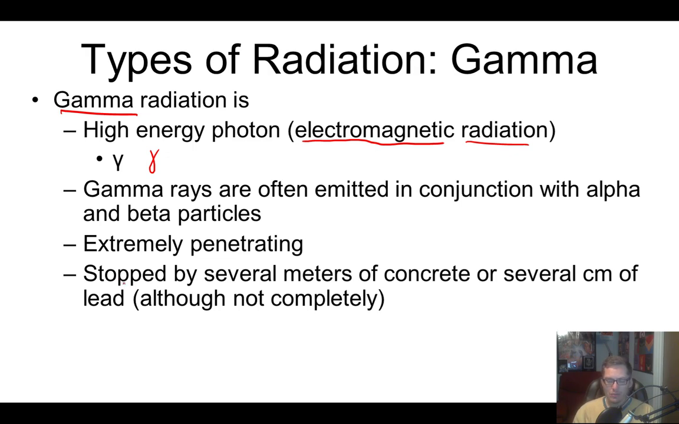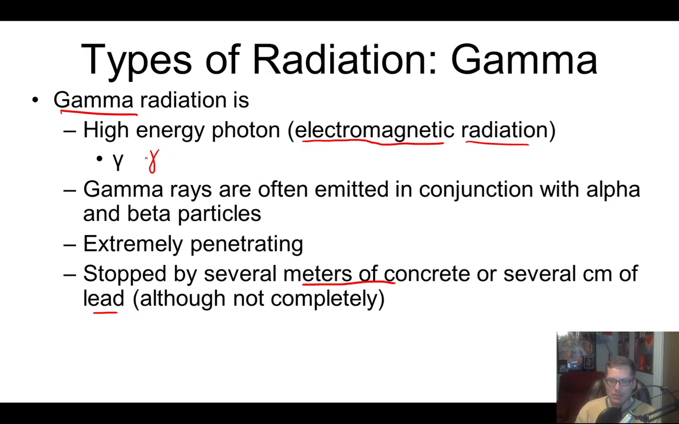Anyway, to stop gamma radiation, you need several meters of concrete or several centimeters of lead. When we talk about this in class, I'll have a Geiger counter, some sources of radiation and some pieces of lead, and we'll be able to see how it stops it. So that's that.